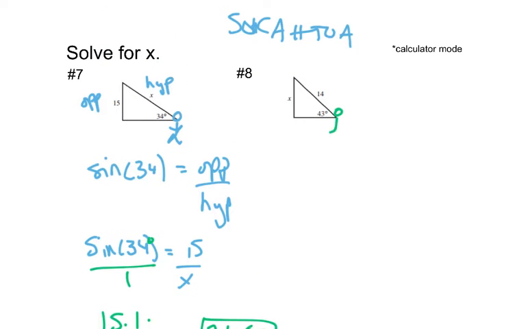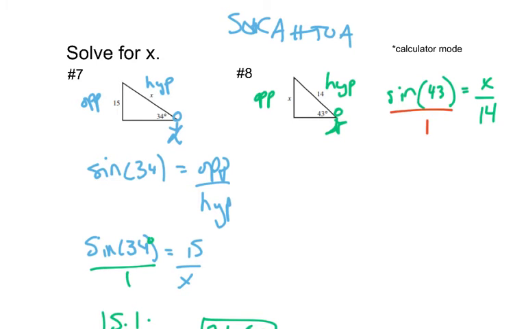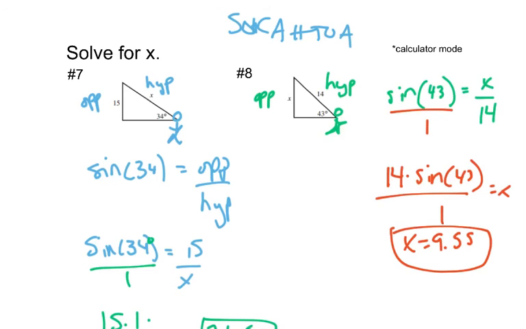The next one, just kind of quickly, because we only get 30 minutes. We'd set it up as a proportion, so we'd do 14 times sine of 43 over 1 to get our x. That leaves us with 9.55 for that length. There we go. Done.